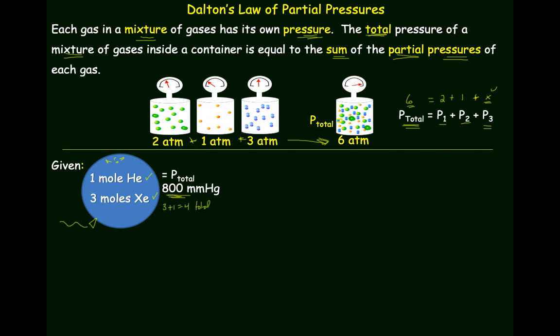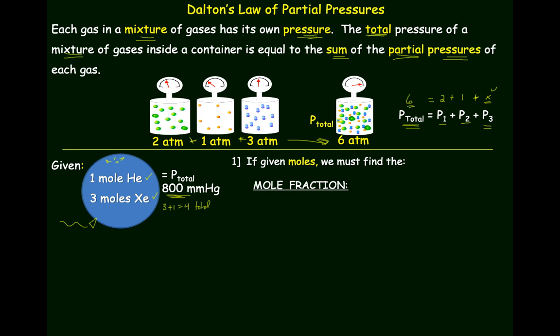So you could get an idea that most of the moles, the xenon, is really going to be responsible for most of the pressure, right? And a very little bit is going to be from the helium because there's less helium.